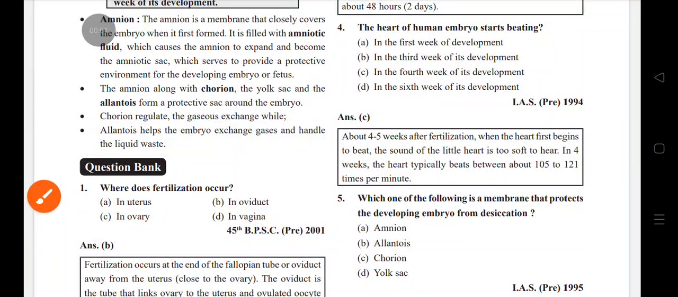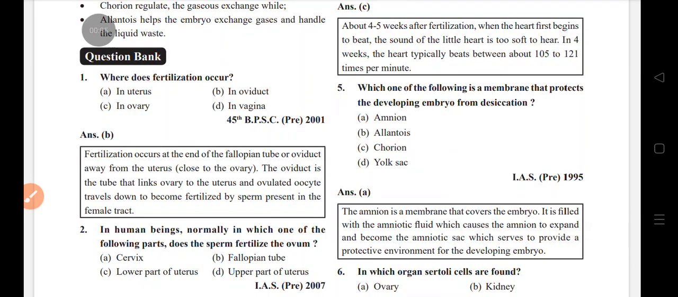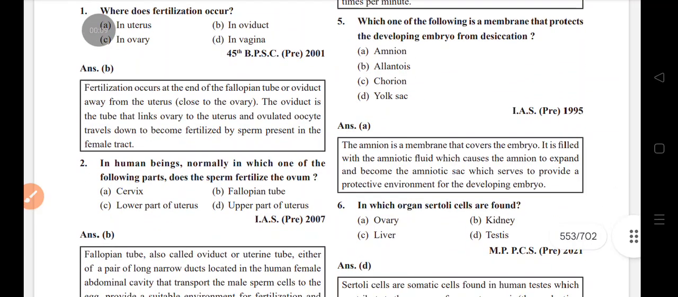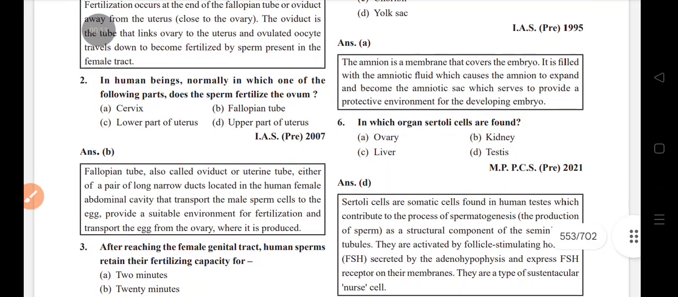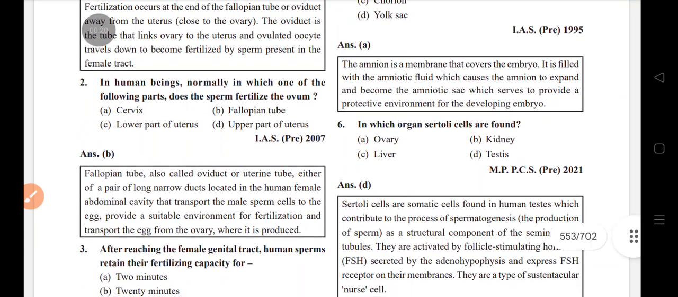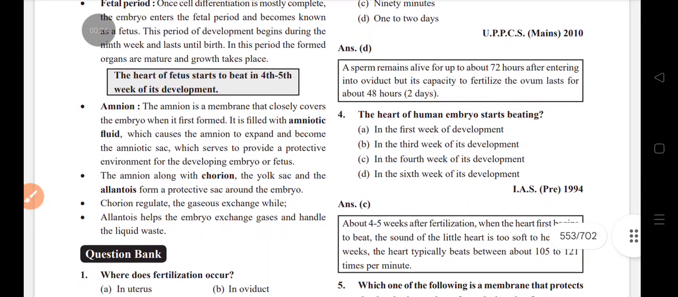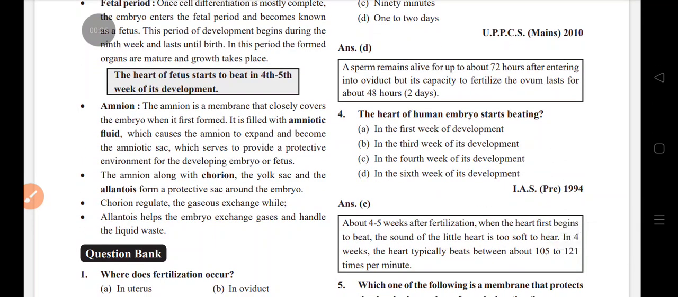Where does fertilization occur? In the oviduct. In human beings, normally, in which one of the following parts does the sperm not fertilize the ovum? Fallopian tube. After reaching the female genital tract, human sperm retain their fertilizing capacity for 1 or 2 days.